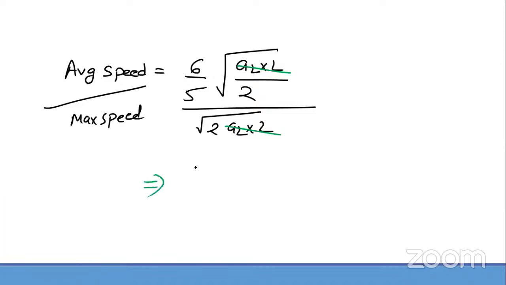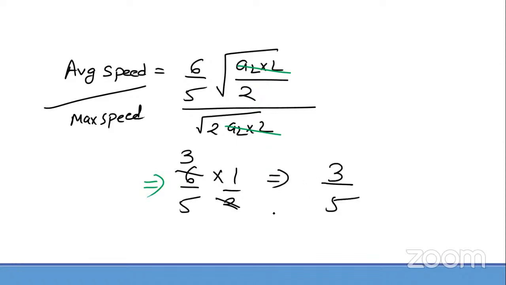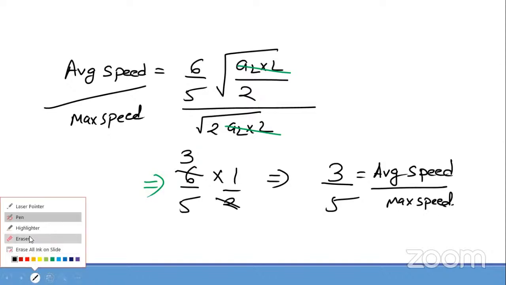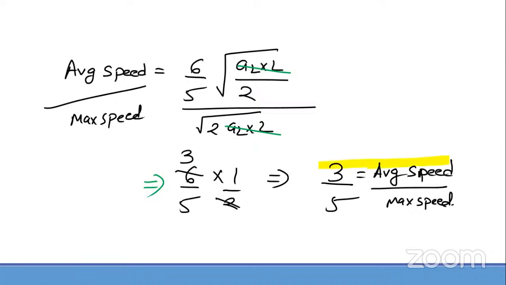Final answer, students, is this. That is 6 by 5. This is root 2. This is what? 2. This is what? 3. Yes, this is the true answer. Answer is 3 by 5. So average speed upon maximum speed is equals to 3 by 5, students. I'm highlighting this. Average speed upon maximum speed is 3 by 5.